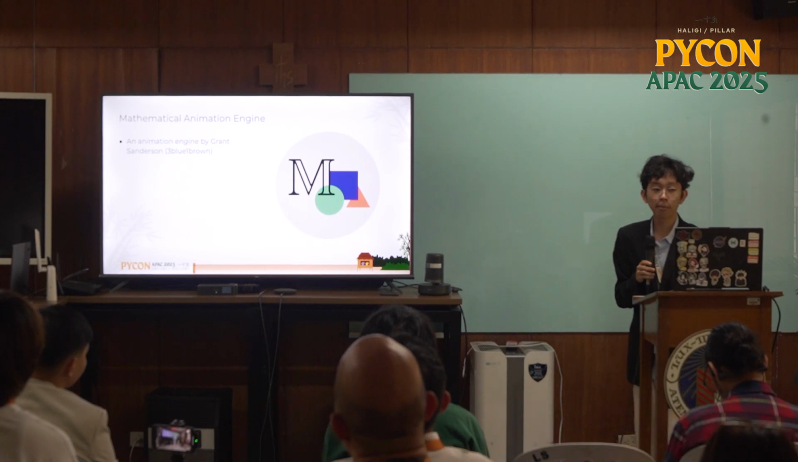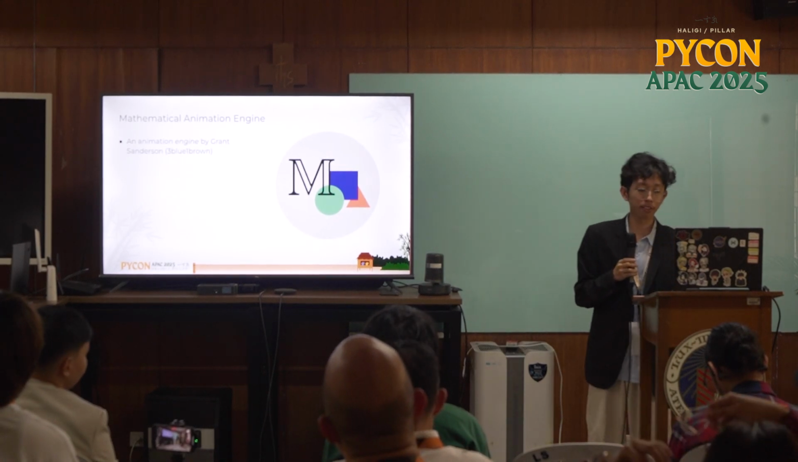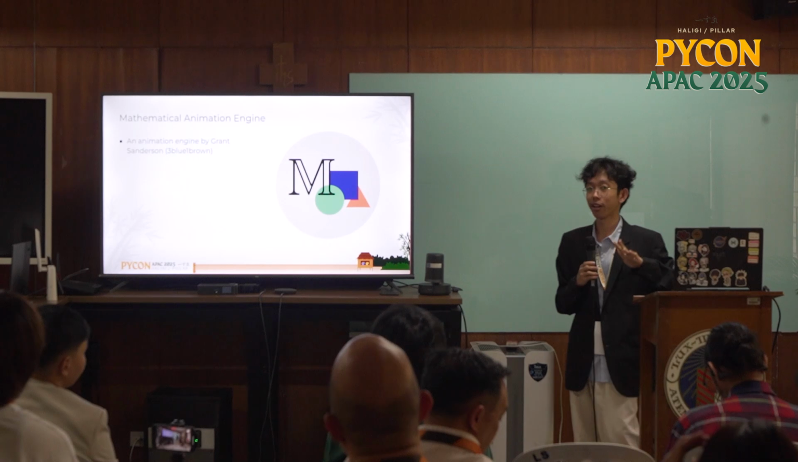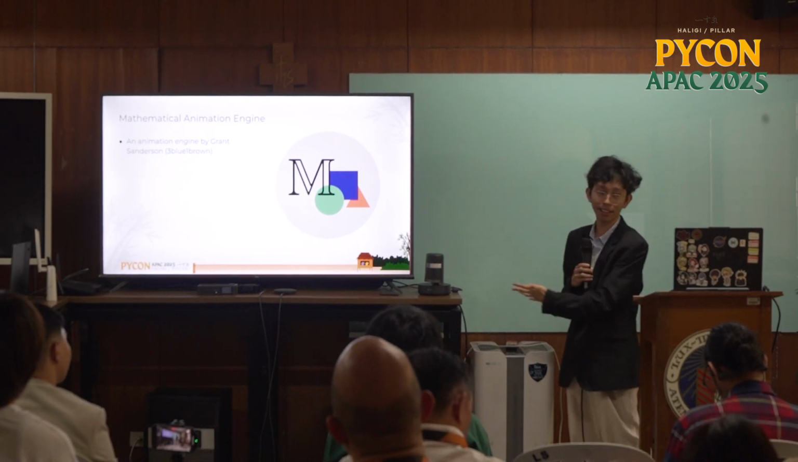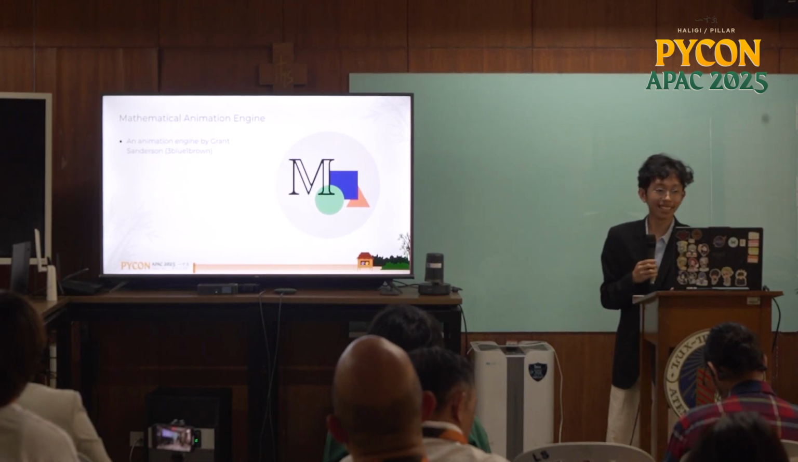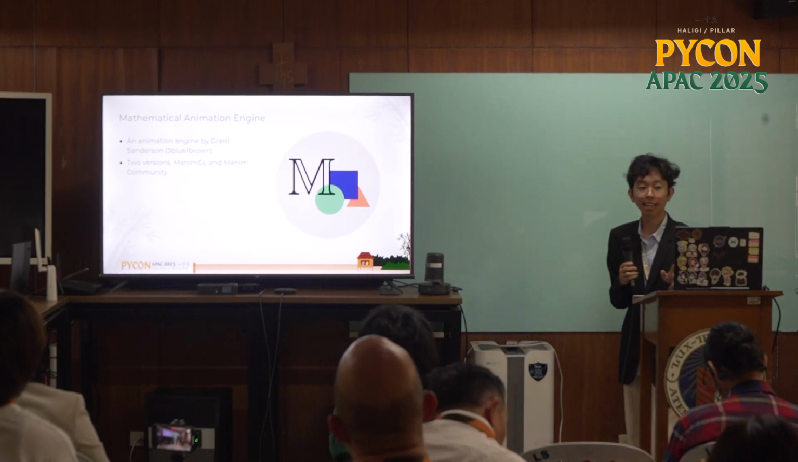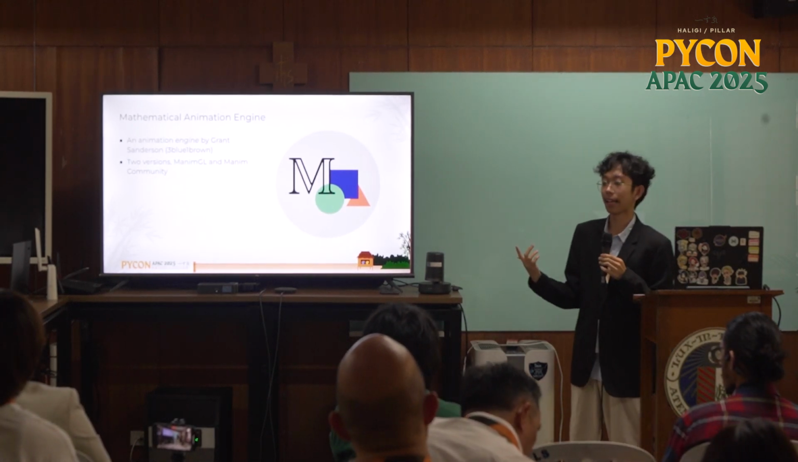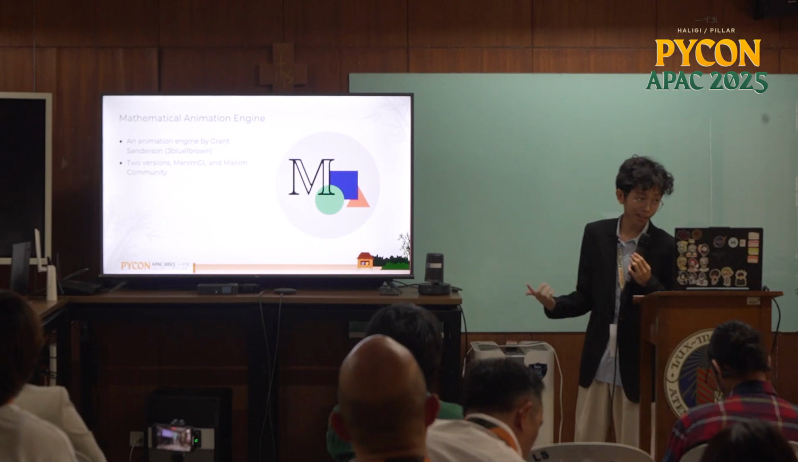So now let's move on to Manim, or Mathematical Animation Engine. It's an animation engine by Grant Sanderson, or you might know him as 3Blue1Brown. He has a YouTube channel where he does a lot of visualizations using this because, well, he wrote it. And there's 2 versions of Manim right now. There's Manim GL. That's the one that Sanderson uses.